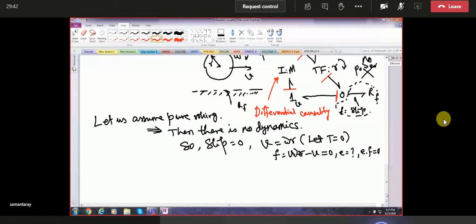So if slip is present, not pure rolling, there are 2 DOFs. Number of DOFs is equal to the number of I elements. This is very basic. The number of I elements in integral causality is the number of DOFs.